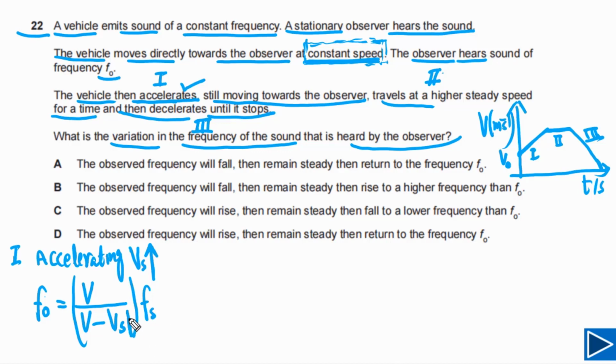In this case, Vs is increasing with time. If Vs increases with time, it means V minus Vs will decrease with time. If this decreases with time, it simply means that the observed frequency will increase. Or simply we will say the observed frequency will rise. So I will simply write down here: it will rise with time. So this is when the car is accelerating.